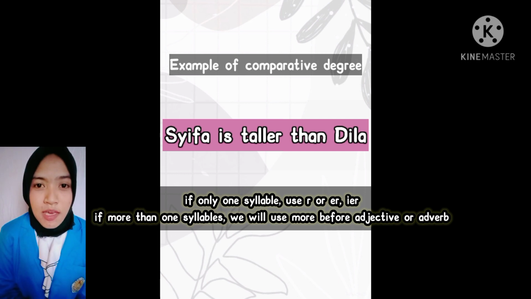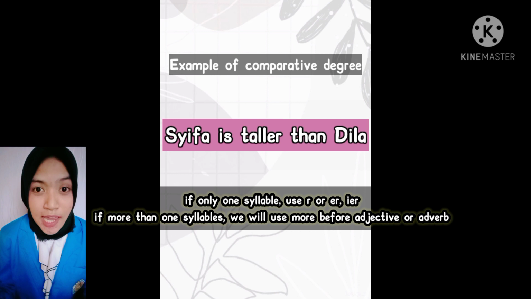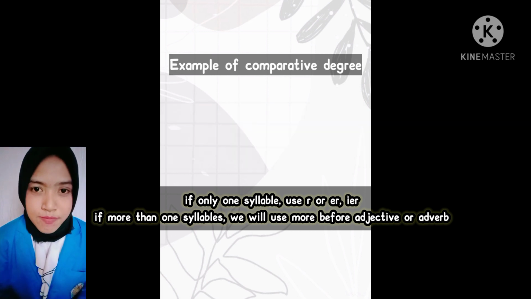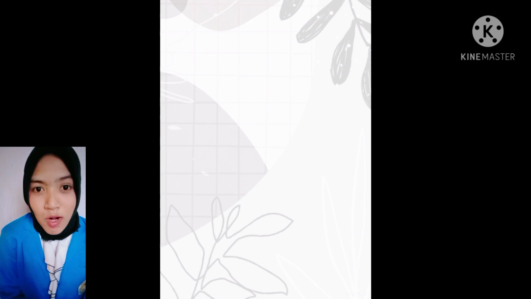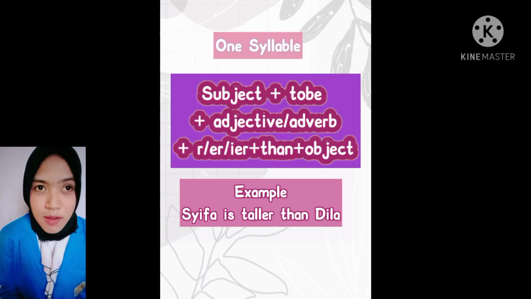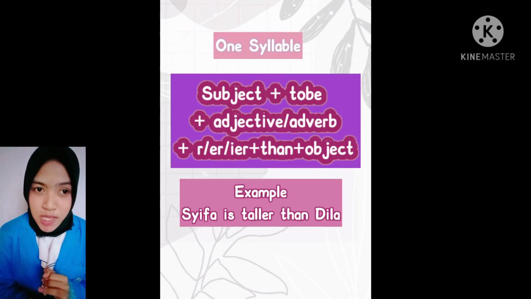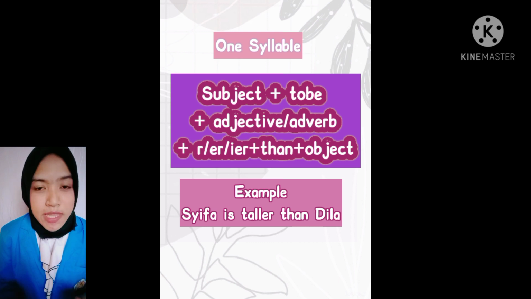Okay, taller, tall, only one syllable, and we add er at the end of word. Okay, taller. And for the formula of comparative, subject, to be, adjective or adverb, and plus object.